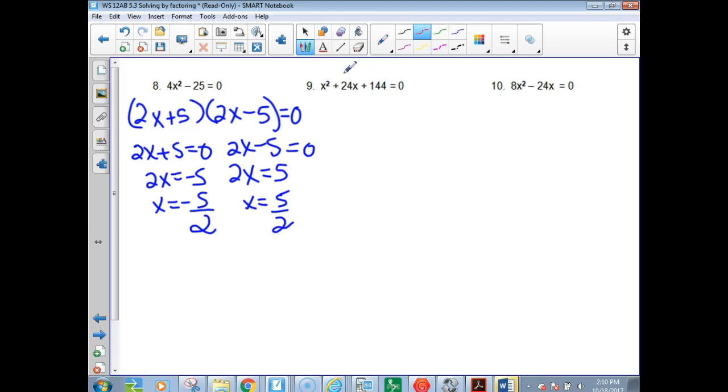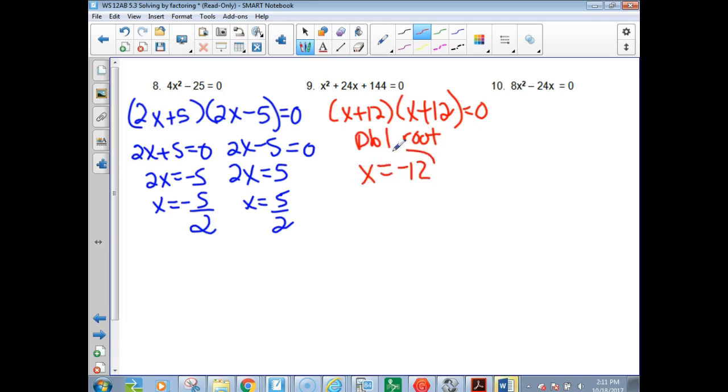This next one, this is called a perfect square trinomial. The last number, 144, is a perfect square. 12 times 12 is 144, and 12 plus 12 is 24. That's how I recognize it as a perfect square trinomial. This will be x plus 12 times x plus 12. Okay, and that's the kind that has a double root. And x would be negative 12. Do you want to identify a double root?